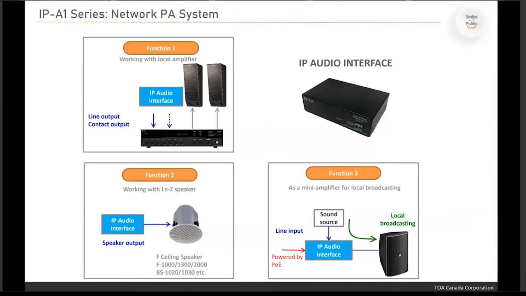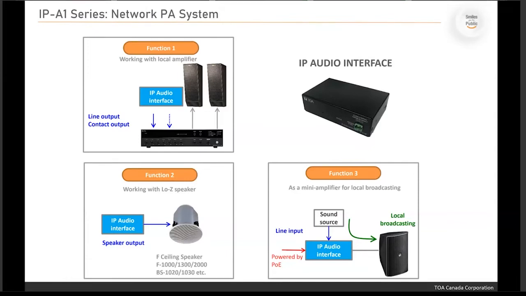I will start off with the IP audio interface. The IP audio interface mainly has 3 functions. The first one is working with a local amplifier. Because the IP audio interface has a line output and contact output, we can connect the IP audio interface to amplifiers to send messages, emergency alarms, or normal paging messages to high-powered speakers.